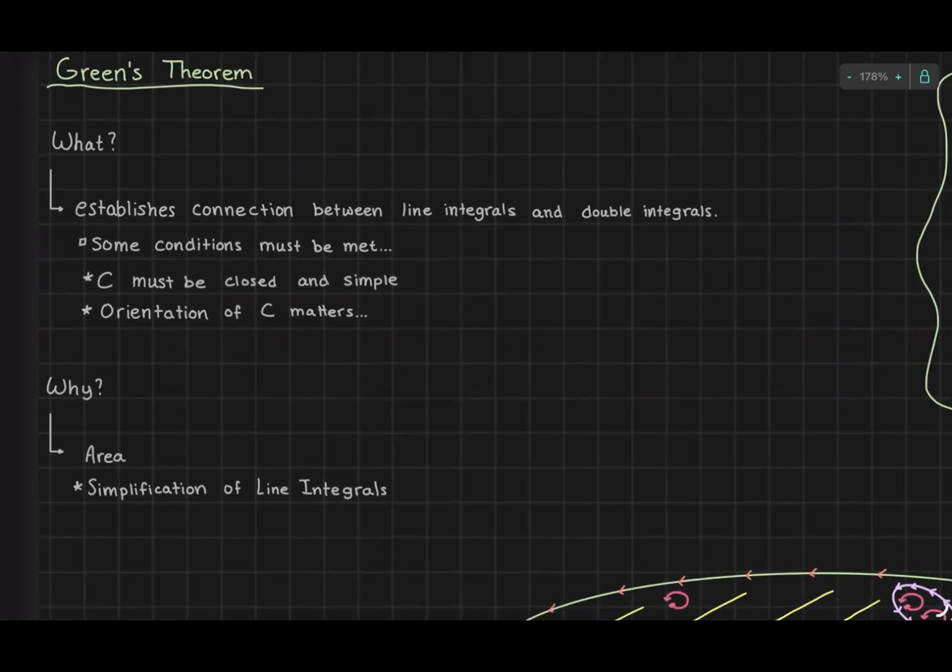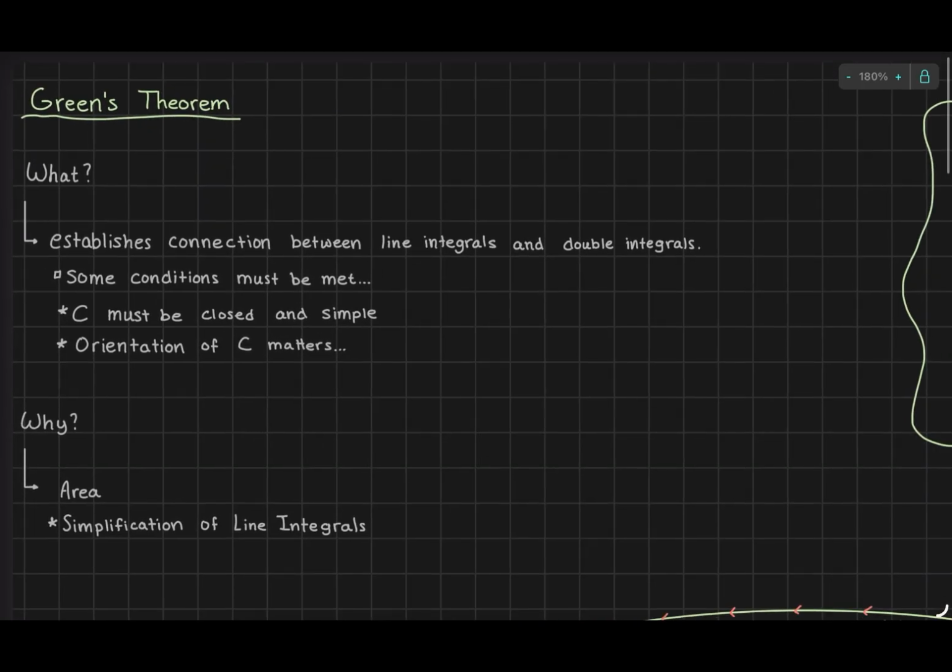And another reason that I might as well mention now for our next video is that Green's theorem sets the foundation for different theorems that we'll be talking about later. It sets the foundation for Stokes' theorem as well as something called the divergence theorem. So that is Green's theorem, and I guess we might as well go ahead and get into an example.